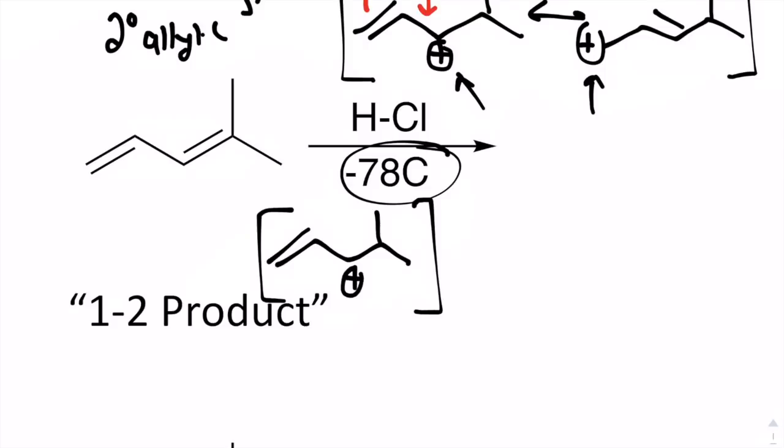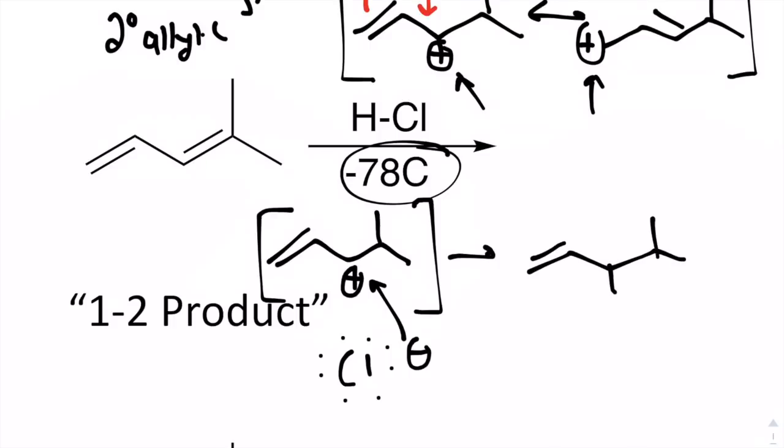So when we're under kinetic control, we are going to form the fastest product, not the most stable product. So this was the carbocation that formed first. We don't have any time to do any resonance. So now this chloride is just going to come in and attack, and that's going to be the end of my reaction. It's forming the fastest. So we are going to get this product.